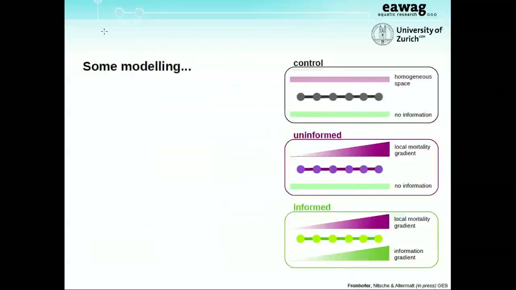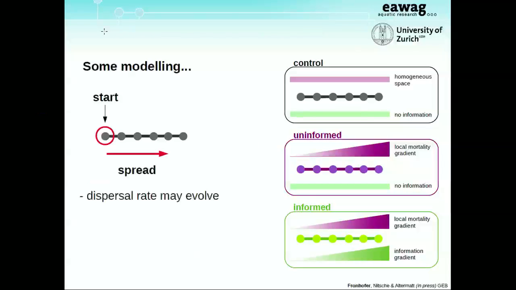So we first started out by doing some modeling. We assume a linear landscape that is empty, a population starts here and can spread throughout that landscape. We assume that dispersal is a trait that can evolve. We assume that there's a trade-off between dispersal and foraging. So you can either disperse a lot or forage a lot. Dispersal is costly in that way.